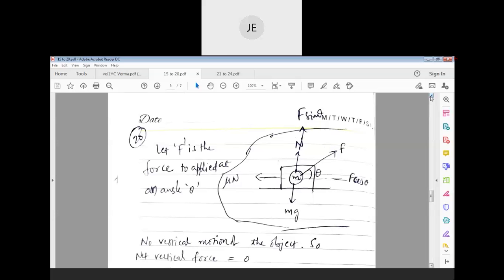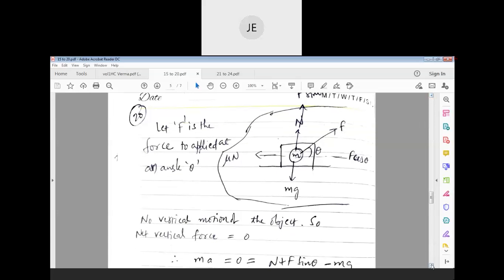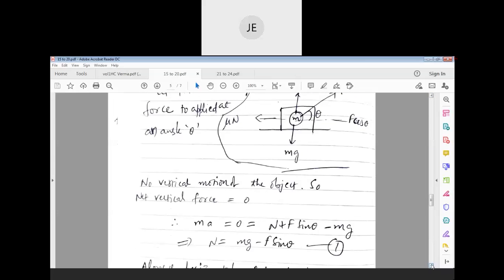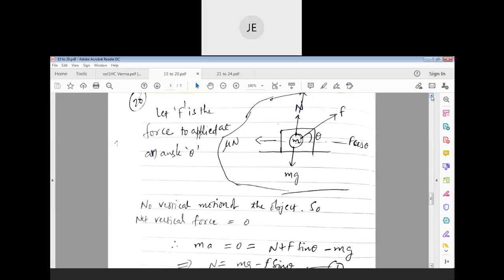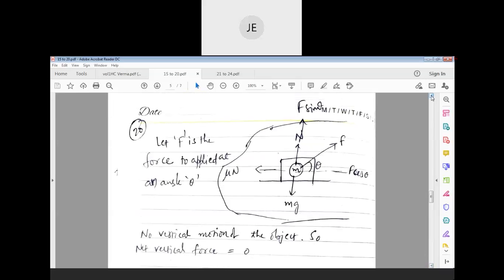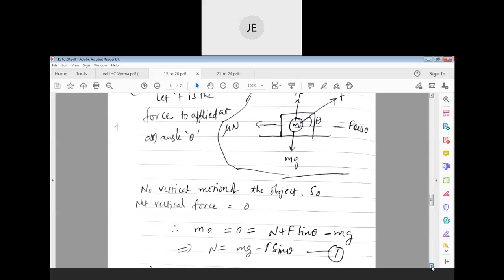Since there is no vertical motion, net vertical force is 0. So let us see the vertical forces. If we write N plus F sin theta in the upward direction minus mg, mg is in the downward direction. So N, the normal force, you will get as mg minus F sin theta.